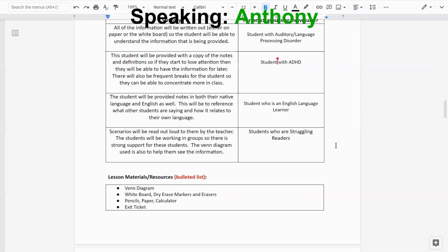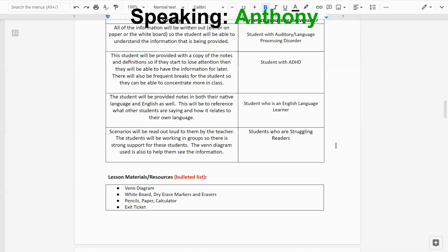And then we also have an English language learner, who will be provided both their native language and English as well, which makes sense. So they can distinguish between the two and start to understand English a little bit better. And then they will be able to reference what other students are saying and how it relates to their own language, because they will be in groups most of the time, especially during the body of the lesson. So if they can reference between the two, then that will help them understand more.